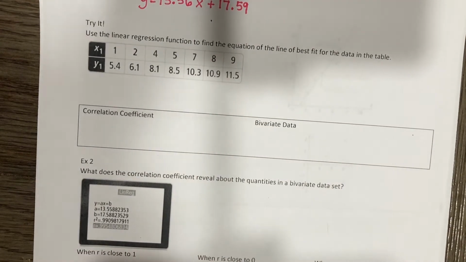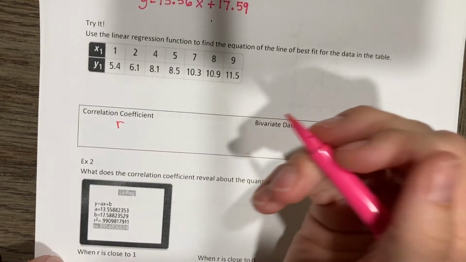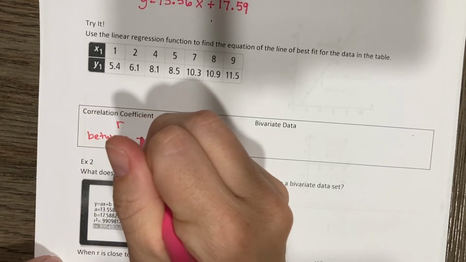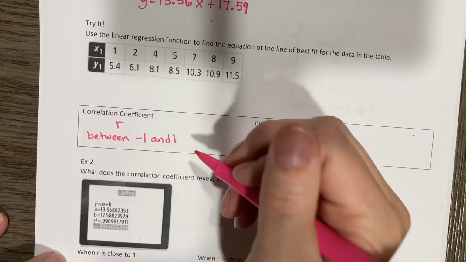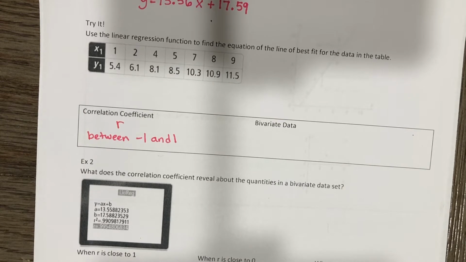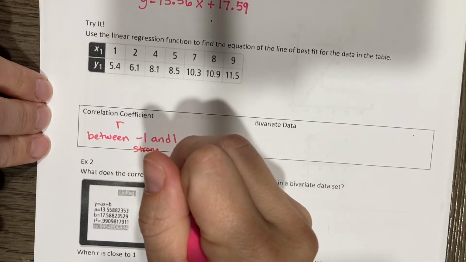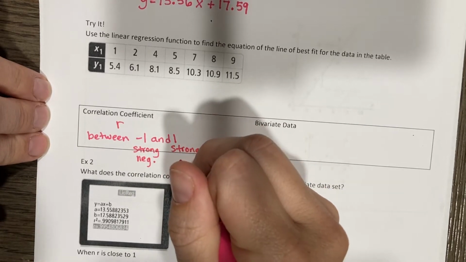For the correlation coefficient, that's represented by R, and it is a number between -1 and 1. It indicates the direction and strength of the linear relationship. So if it's closer to -1, then it's a strong negative correlation, and if it's close to 1, it's a strong positive. So strong negative if it's close to -1, and strong positive if it's close to +1.